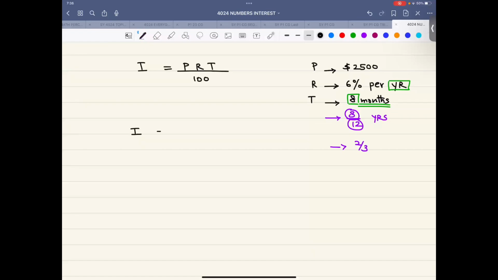I is equal to P, R is 6 divided by 100, time is 2 over 3. I can say multiplication by 1 over 100. Now let's cancel off the two zeros over here. Let's cancel off 3 and 6. So this is 3 ones are, 3 twos are, and 2 into 2 is 4. 4 into 25, that is $100. So $100 is the value of the interest.